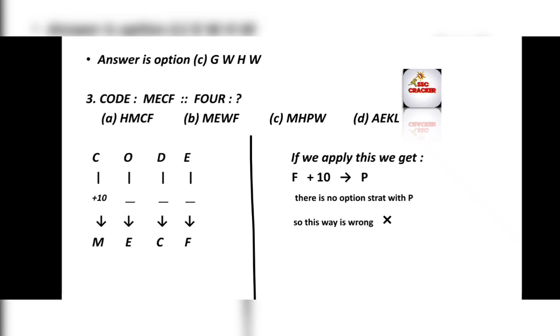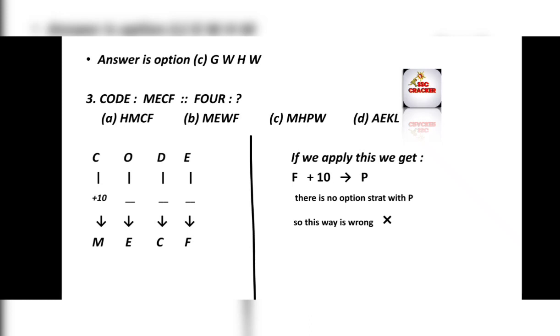Let's move on to another type of question. Here CODE, MACF, FOUR, what? So what was the first step? To find the relationship between the words in the first pair. Definitely it's not a mirror word. Let's compare the letters by addition and subtraction. How many steps between C and M? 10. C plus 10 equals M. Just apply this format to the first letter in the second pair. By applying we get F plus 10 equals P. Just look at the options, there is no option that starts with P. So we can definitely say that the relationship here is not addition or subtraction.